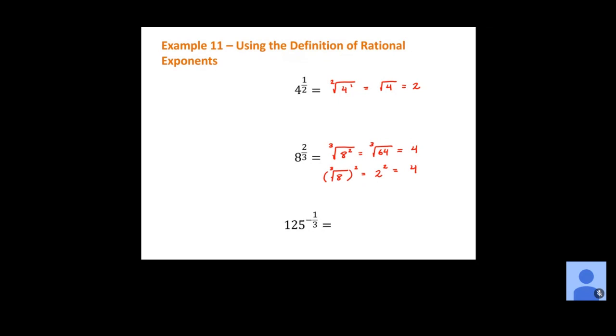All right, now we got our last one here, 125 to the negative 1/3. What's the first thing we should do this time?